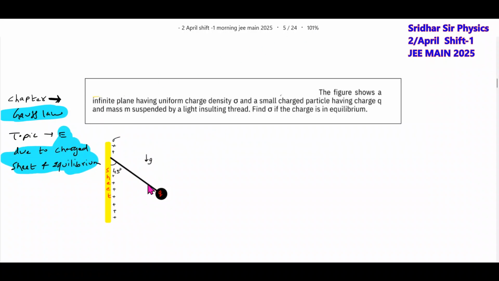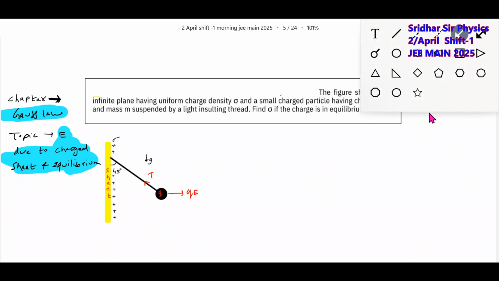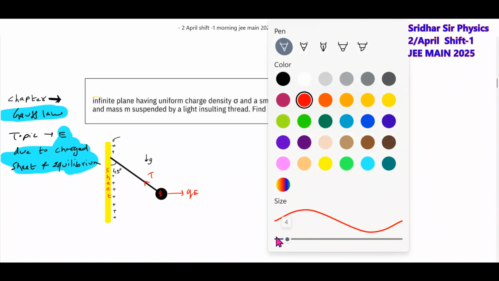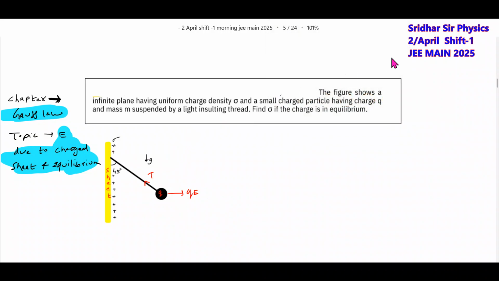What are the forces acting? Tension, electrostatic force. Why electrostatic force? Because of the electrostatic field produced by the sheet, the direction of the electrostatic field will be in this direction. I'll show that E bar, it will be easy for you to understand. These arrows will be the direction of E bar. Then the positive charge will experience force in the direction of the field. This is QE. Tension, the string will act here. This is T. The weight, mg.